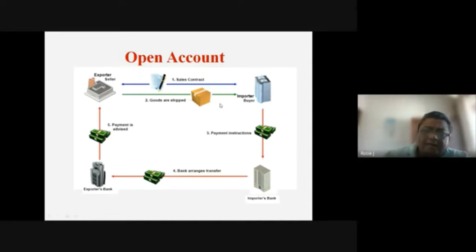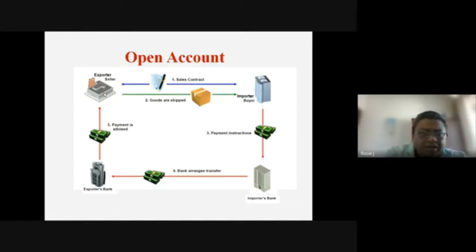Now in open account what is happening? The other way around. In advance payment, the importer sends the money and then the exporter ships the goods. But in open account, the exporter ships the goods. This is number 2, the sales contract, as he is sending the goods. Right? Once he receives the goods, he will make the payment. Here, the exporter's bank, payment here, and that is the payment. Right? You saw that?